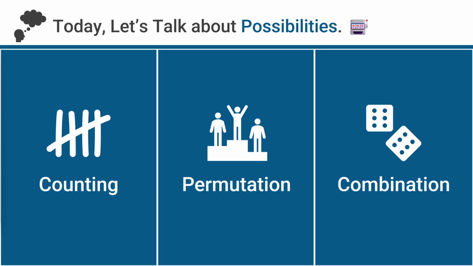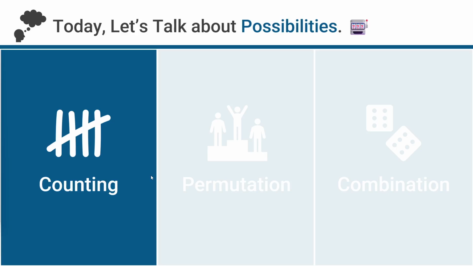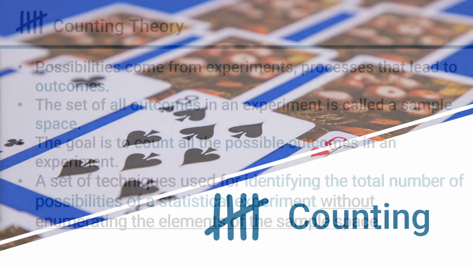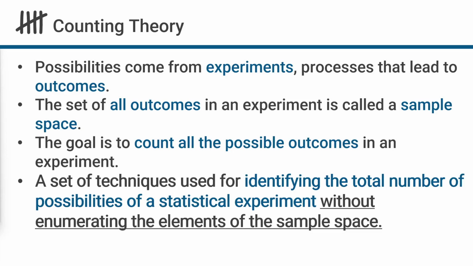Before we learn about probabilities and uncertainties and other principles like that, and also outcomes, we need to know some basic counting theories. Counting actually refers to the possibilities that come from experiments and processes that lead to an outcome. Counting theory also pertains to the set of all outcomes in an experiment, which is called a sample space.